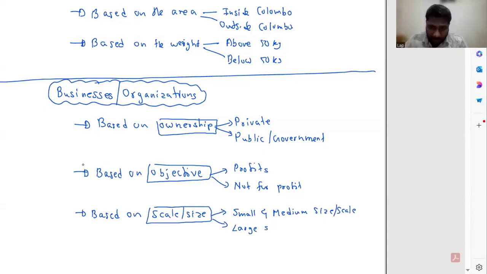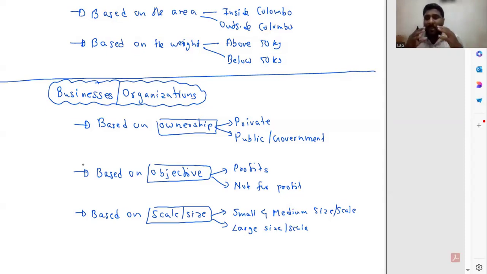Large scale businesses. Just take an example. Now I am telling a business like the grocery shop. This is a small business, maybe 1 employee or 2 employees. Now think of a business like Dialog. How many employees are there? Thousands of employees. That is a large scale business. So based on the size of the business also we can classify.